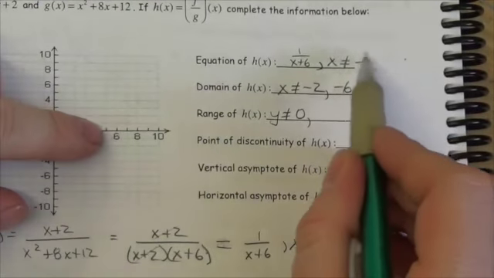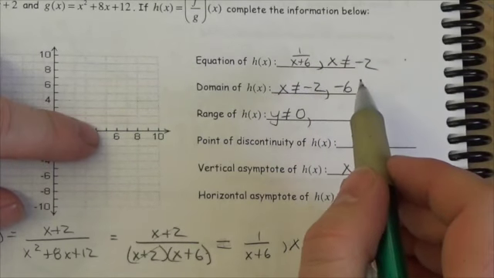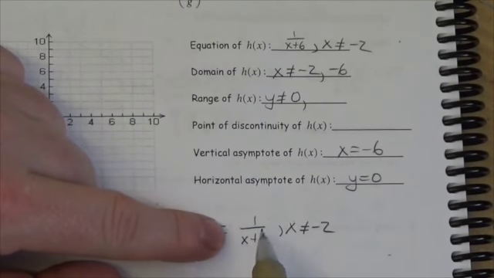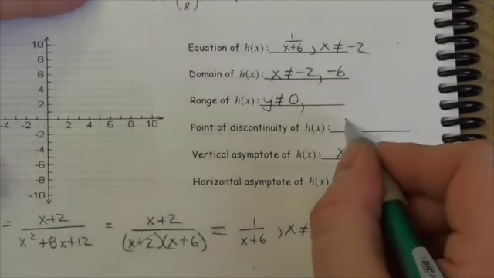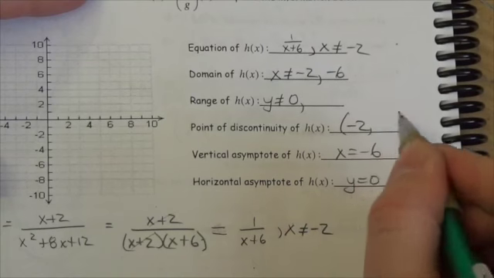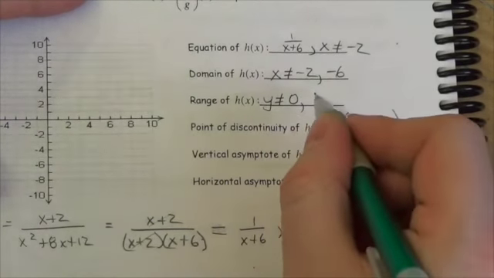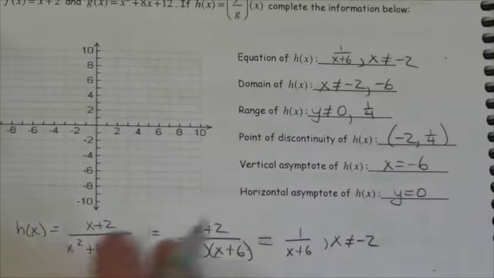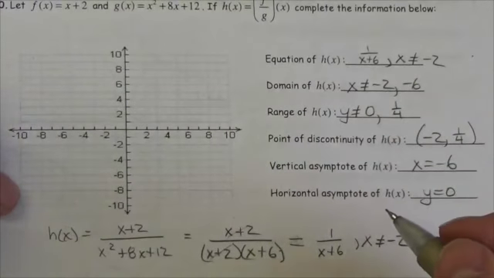But because of this negative 2 that I have to state, I know that there's a point discontinuity. If I plug negative 2 into my simplified formula, 1 over negative 2 plus 6, well, negative 2 plus 6 is 4. So there's going to be an issue at 1/4. So my point discontinuity is going to be negative 2, 1/4, which means my range is y cannot equal 1/4. Now, with all of that information, I should be able to come up with a fairly reasonable graph.